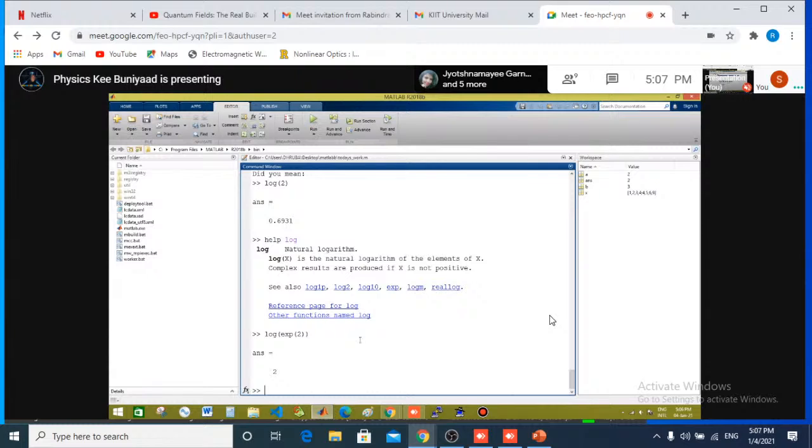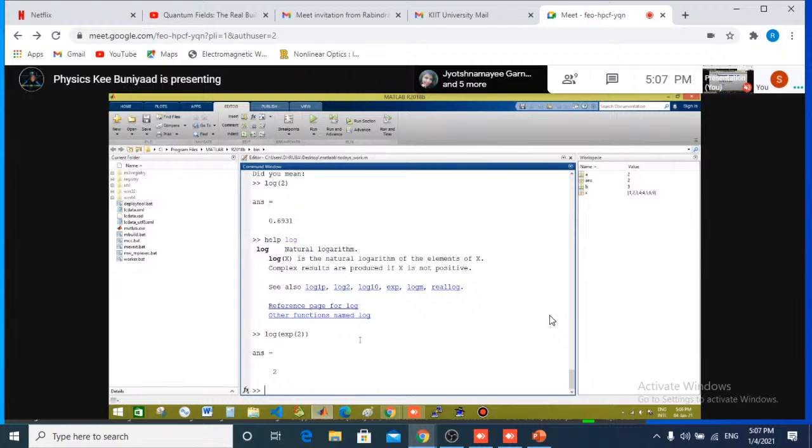Now let's see random numbers, rand. Suppose I write rand 2, it will give you a 2 cross 2 matrix, and the numbers are between 0 and 1. All the numbers are between 0 and 1. Suppose you want a random matrix of order 2 cross 3, then type rand 2 comma 3. It will give you a matrix of random numbers with the order 2 cross 3.